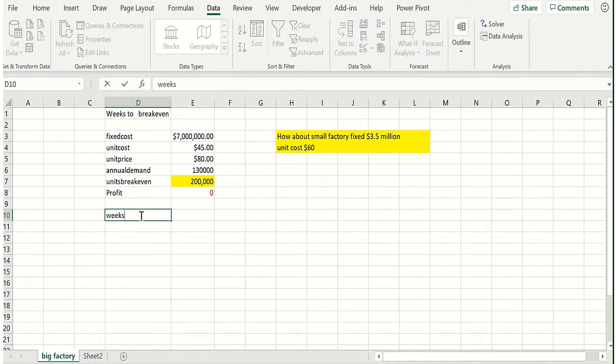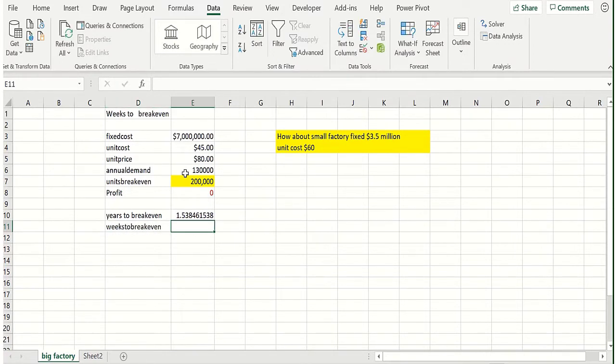So the weeks to break even. Well, first we figure out years to break even. So that's going to be 200,000 divided by 130,000 annual demand. And then weeks to break even would be that times 52, right? 52 weeks in a year. So it's 80 weeks to break even.